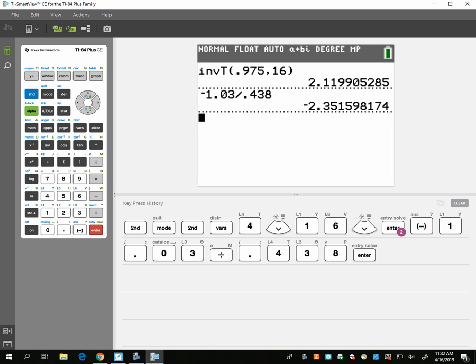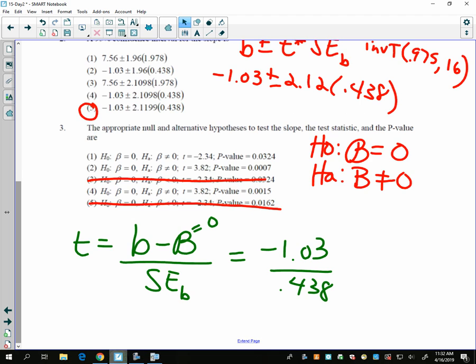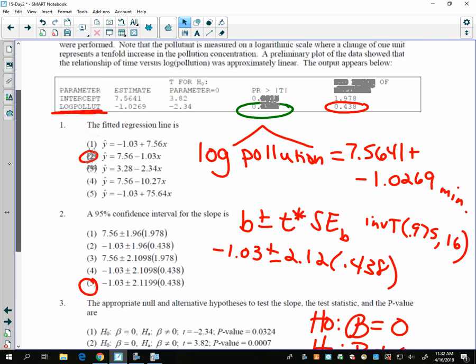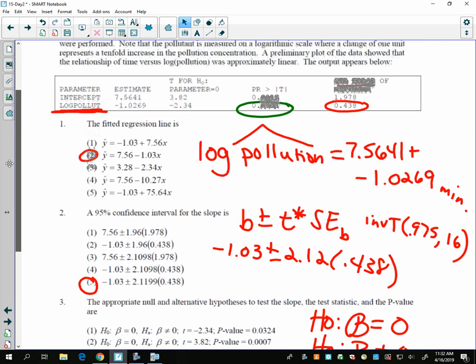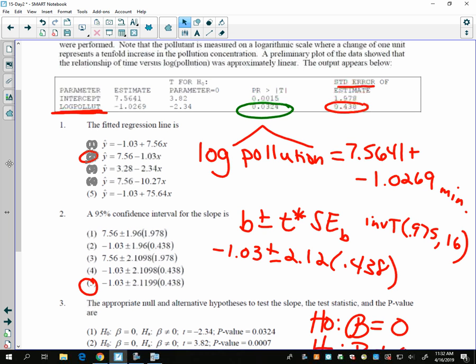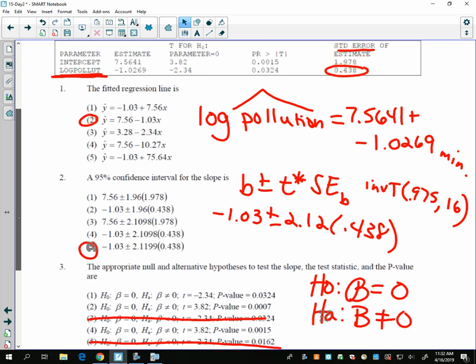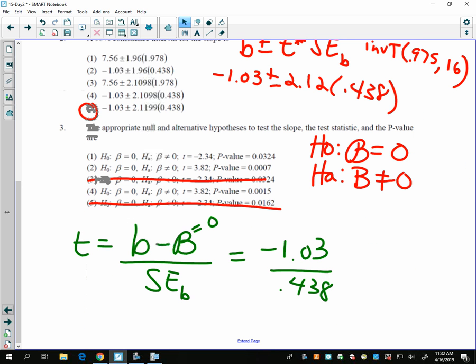Negative 2.35. Oh, here it is. We were looking at the wrong thing. Oh, no, we weren't. Were we? Yeah, I think we were. Yeah, I think you're right. Sorry, this was your test statistic right here, negative 2.34. And then that's your p-value. My bad. So with that being said, this is negative 2.34.